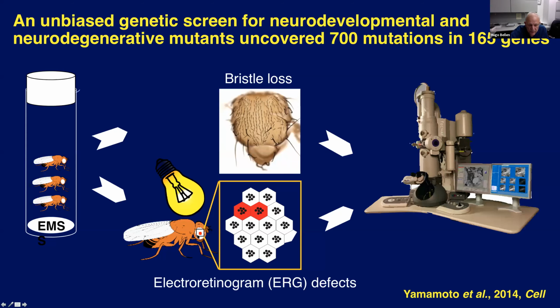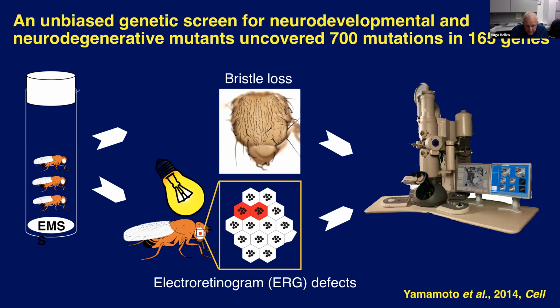And therefore, we performed electroretinograms to screen for mutations that cause a progressive loss of the ERGs. And we also, at the same time, performed a screen in the thorax where we created clones in the thorax and screened for bristle loss. So obviously, the bristles are the peripheral nervous system of the fruit flies, and this is also the peripheral nervous system. But it allows us then to identify genes that cause phenotypes and map these genes.